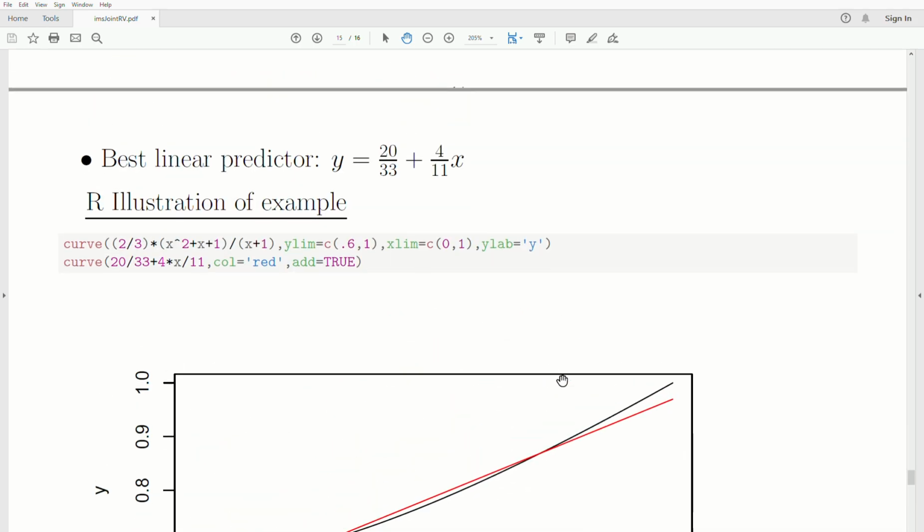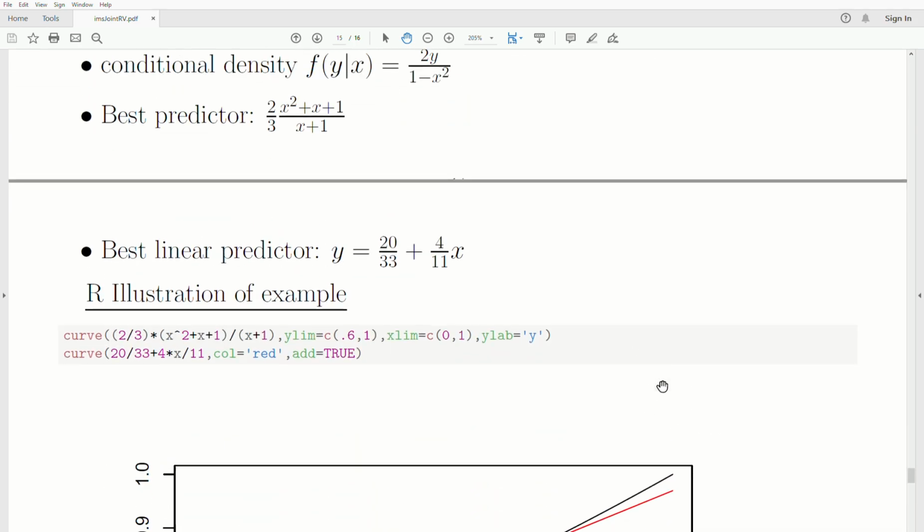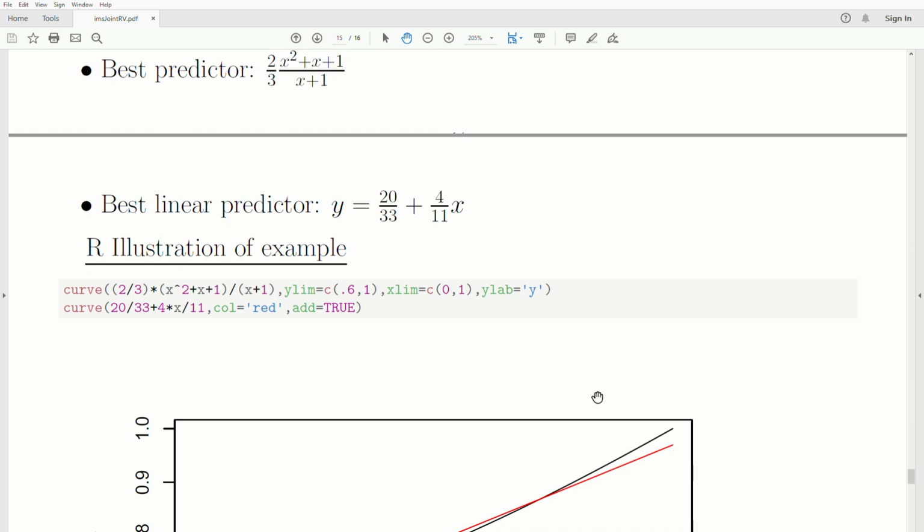Okay, well, we're right at 10 minutes, so I'm going to stop this video, and I think the next video deals with transformations of random variables.